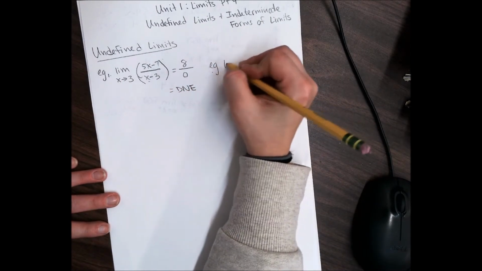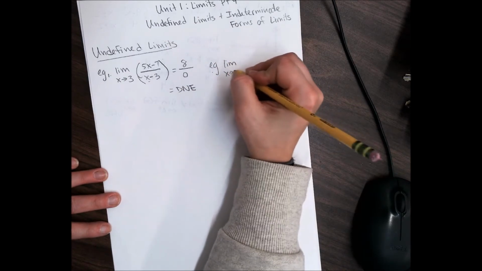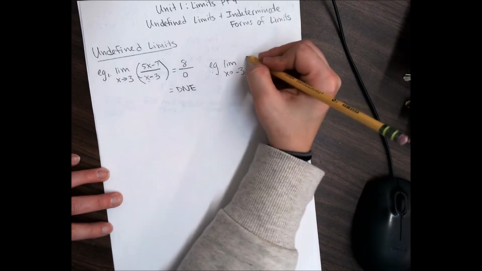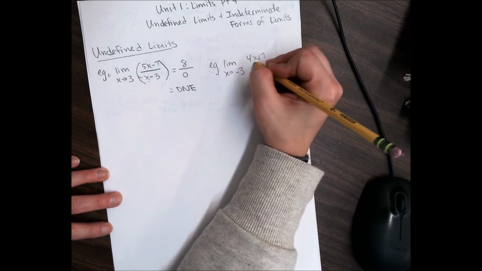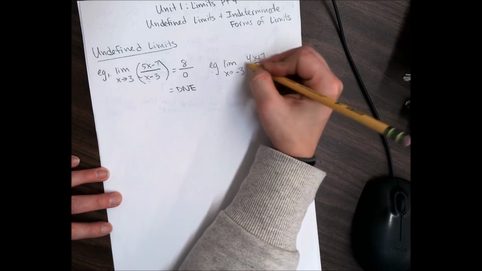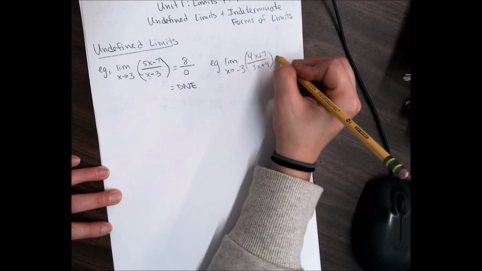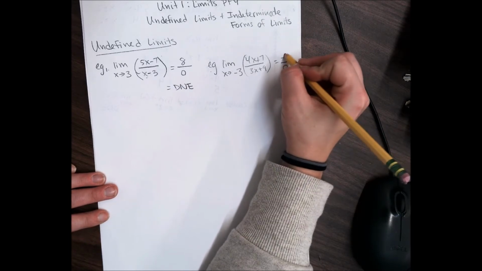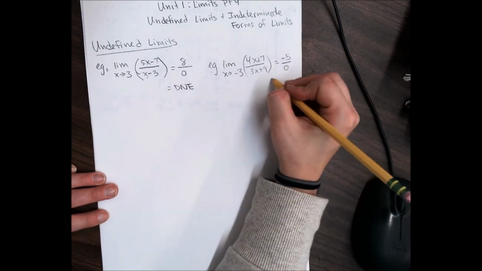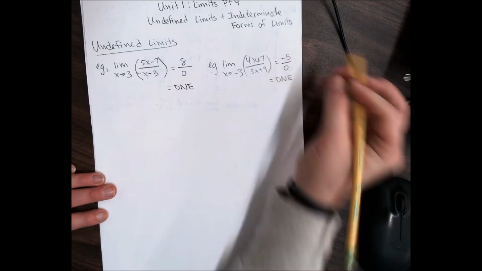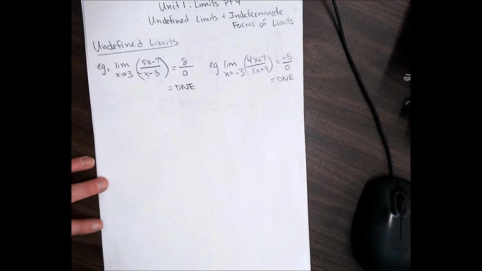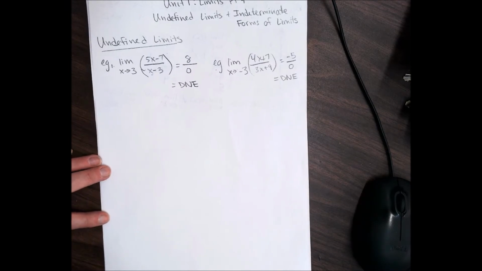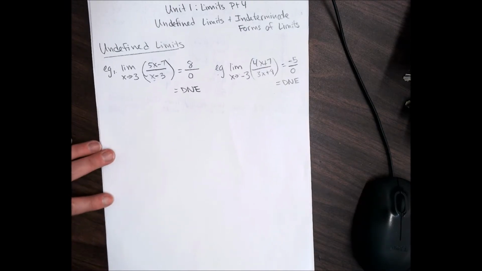Similarly, if we had the limit as x approaches negative 3, of 4x plus 7 over 3x plus 9, we would also get 0 in the denominator and negative 5 in the top. So we can say that this limit also does not exist. So when you get a 0 in the denominator only, it's similar to the error message on your calculator. There's no value that this graph approaches, so the limit does not exist.